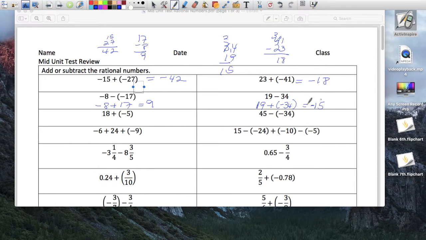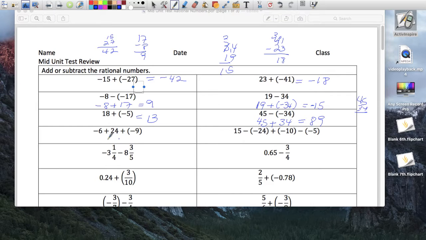Negative. I need a negative sign. 18 is going to win. 18 minus 5, and that's very easy. It's 13, positive. 45 plus negative 34 becomes plus 34, and this one is just 45 plus 34, and that gives us 89.